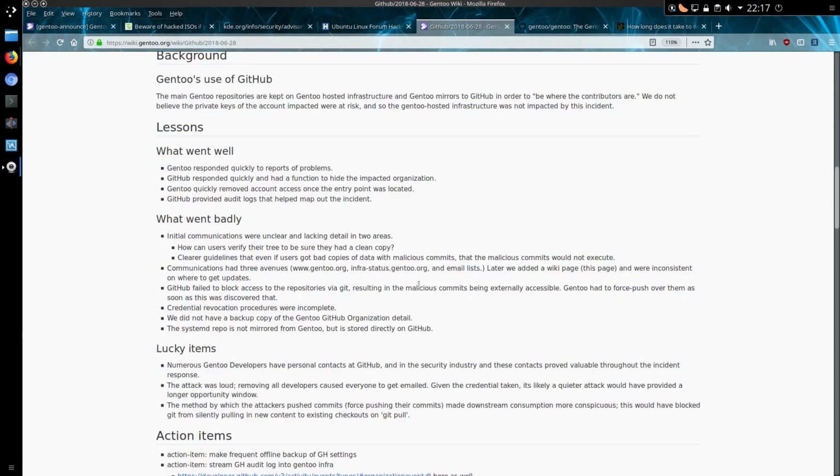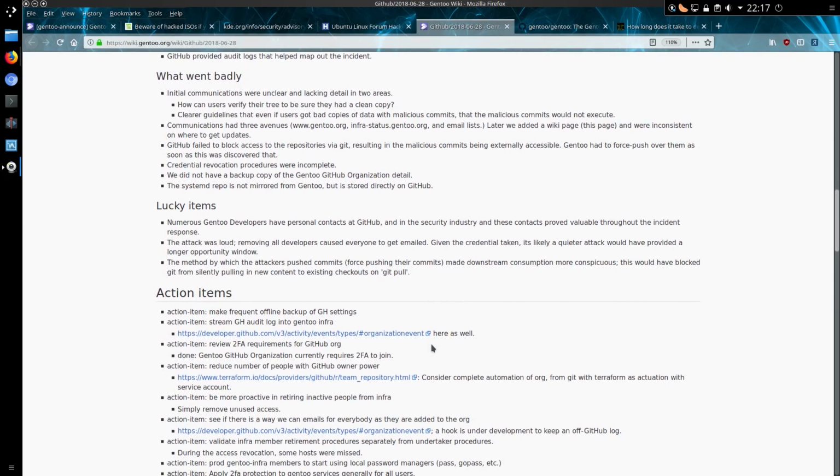They've written out what went well, and they appear to have had quite a bit of assistance from GitHub. So what went badly, and there's two items in particular, they did not have a backup copy of Gentoo GitHub organization detail, and the systemd repo is not mirrored from Gentoo, but is stored directly on GitHub. Oops, I expect that delayed their recovery procedure. The attack was loud, removing all developers caused everyone to get emailed. Yeah, that sounds a particularly poor approach on the attacker, perhaps they weren't aware of what they were doing there. And no doubt that's how the developers knew very quickly that they'd been hacked.